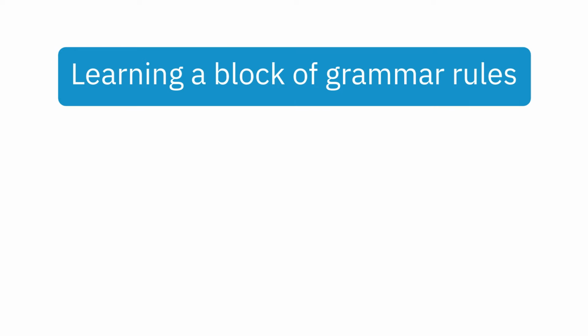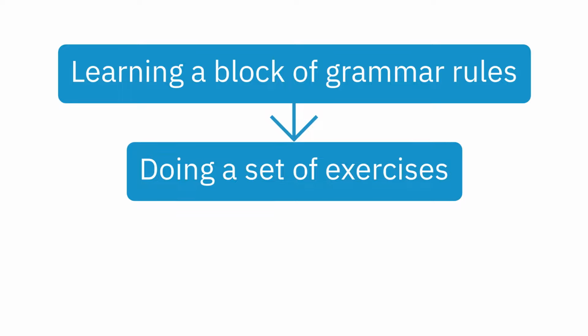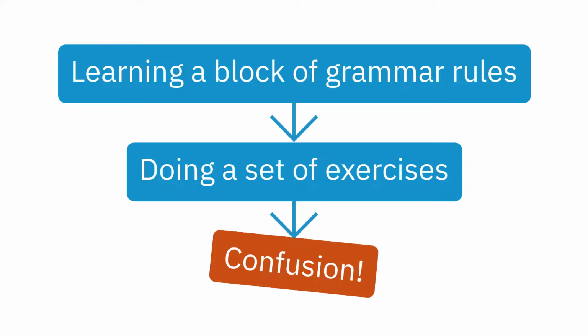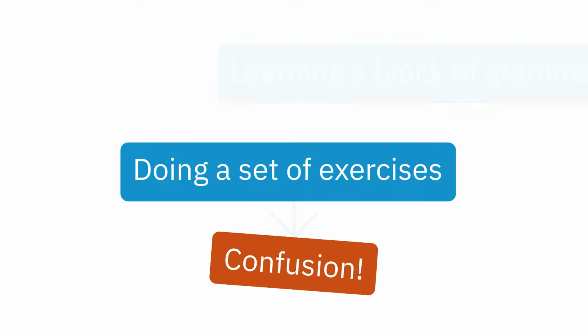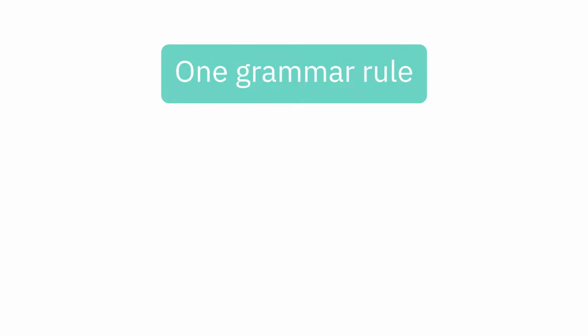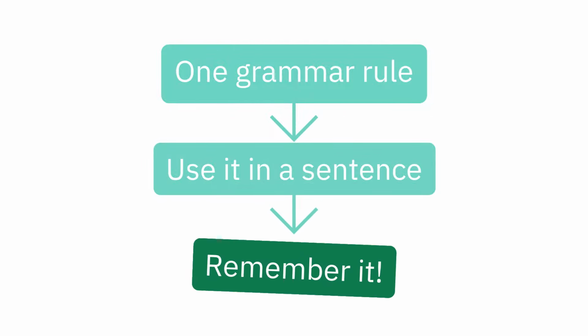Wow! How does a conventional grammar teaching approach work? You usually learn a number of grammar rules, then do a set of exercises. And in the end, it's all mixed up in your head. PhraseCat takes a different approach. It is designed to teach one grammar point at a time. Thus, it imitates the way in which we organically acquire patterns in our native language.